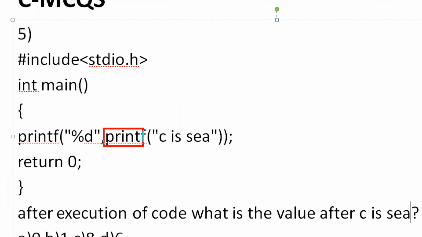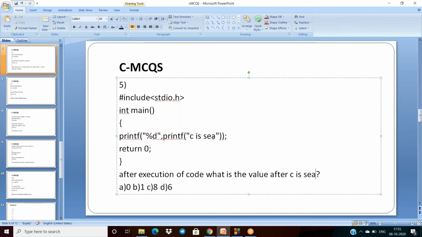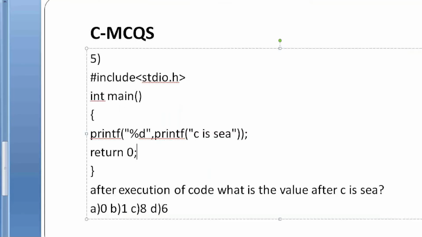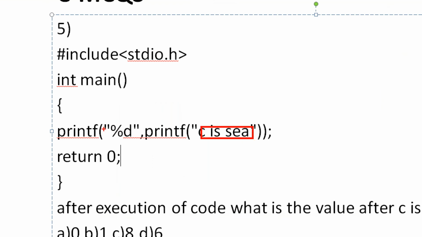So generally printf will return the number of characters that have been printed here. So how many characters are printed here? One, space is also counted, 1 2 3 4 5 6 7 8. So 8 characters are printed. So that value the printf returns. After displaying "C is a C", it will return the value 8, and so the output is "C is a C 8".